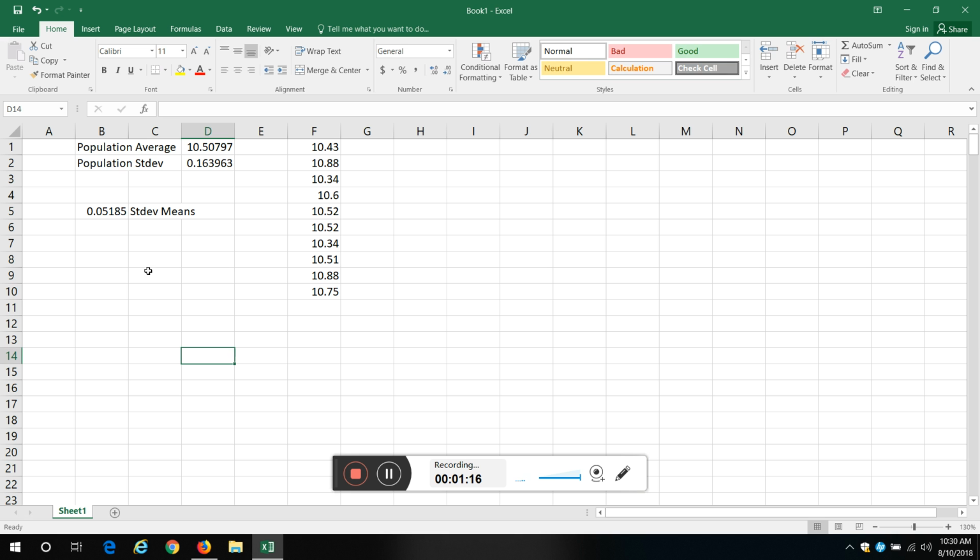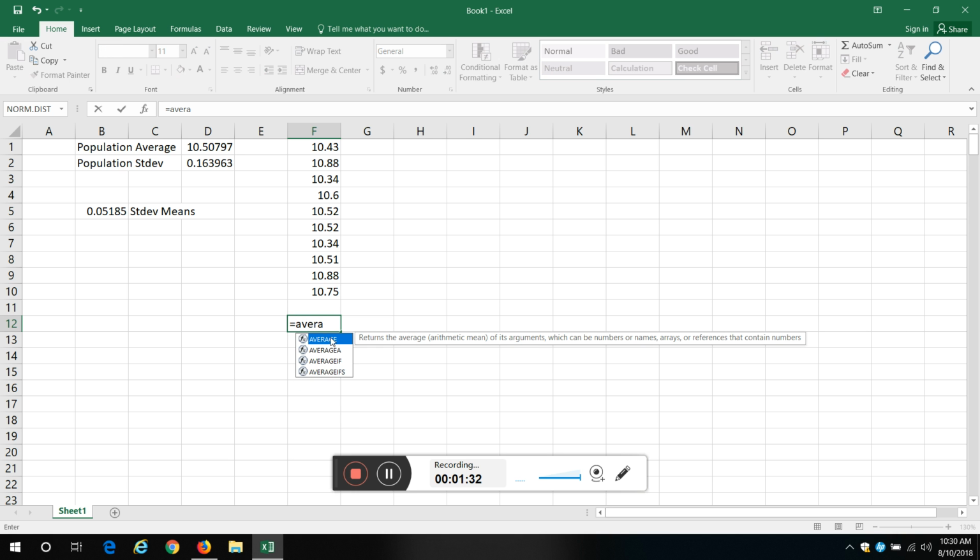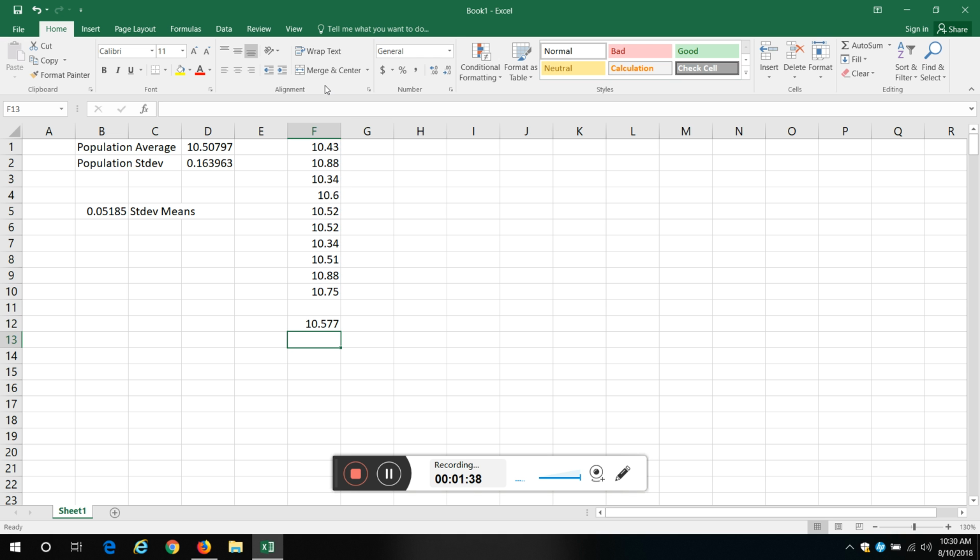Now I come in and ask, is my average here statistically significantly greater than this average, enough to make a difference? The way I would do that is first I've got to figure out my average. So I come up with 10.577.